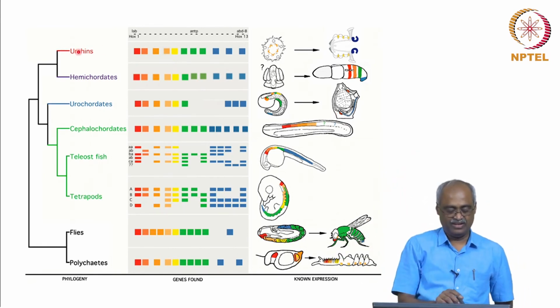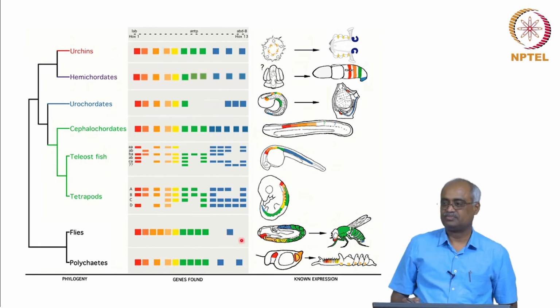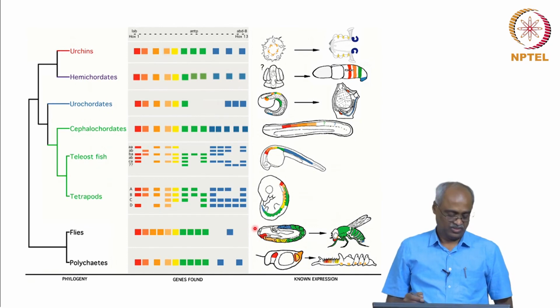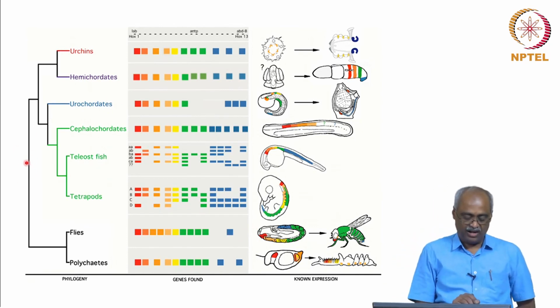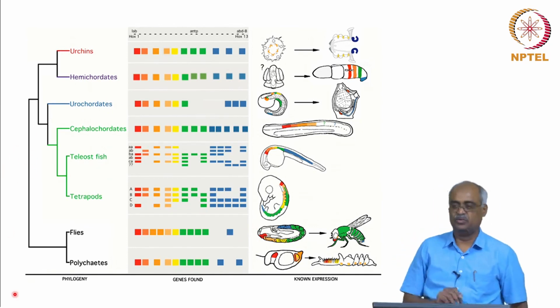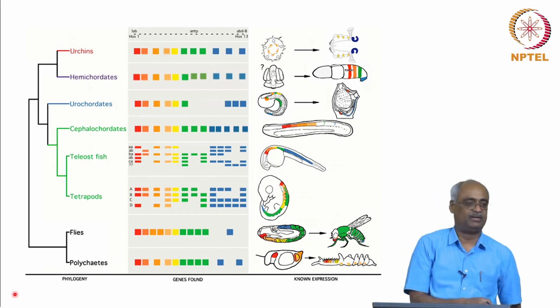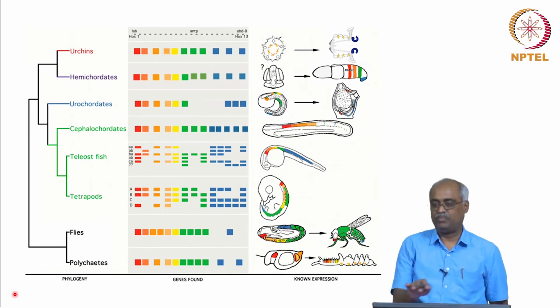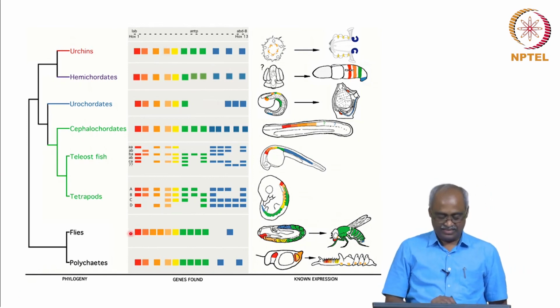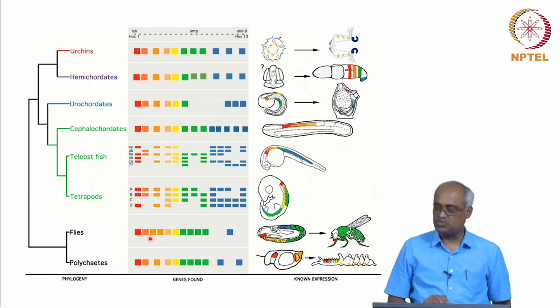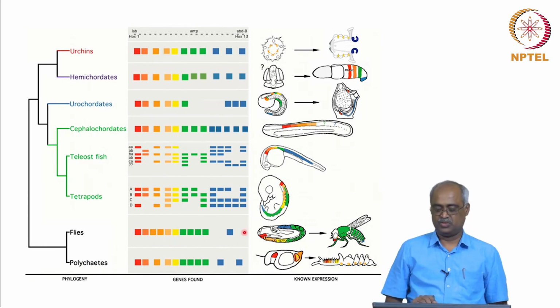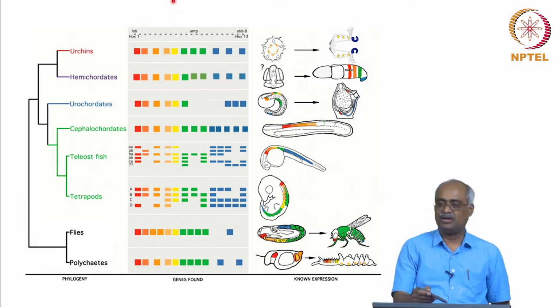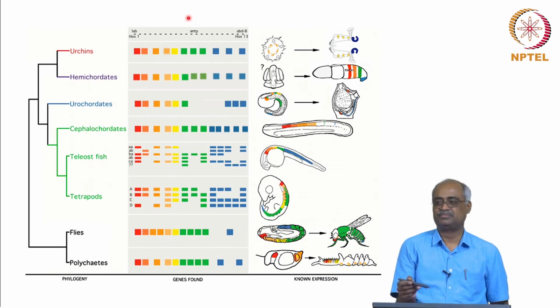And if you go all the way to urchins, hemichordates, urochordates, all of them have this. The most common ancestor to all of these, from where you have nematodes and other organisms, there the impact is not this much. But you see this collinearity of the arrangement of the genes on the chromosome and the body parts has not been altered for about 500 million years.